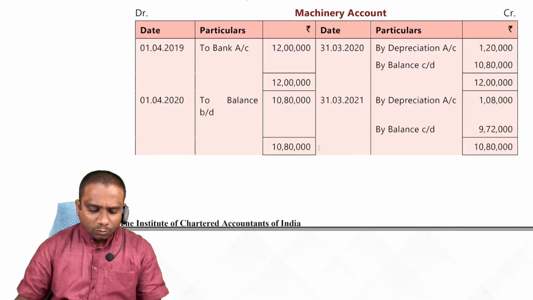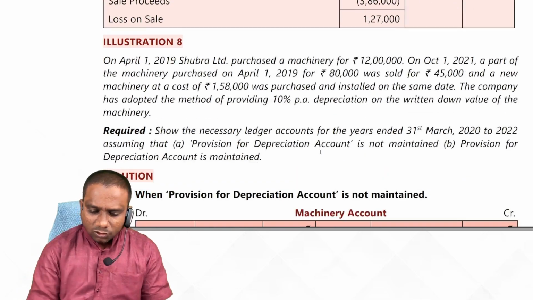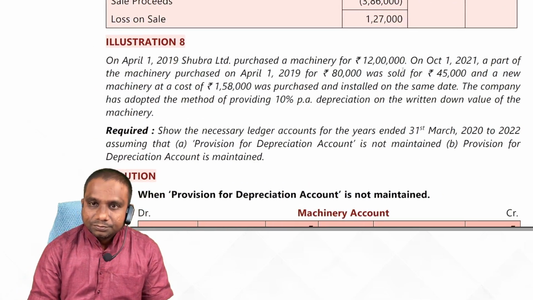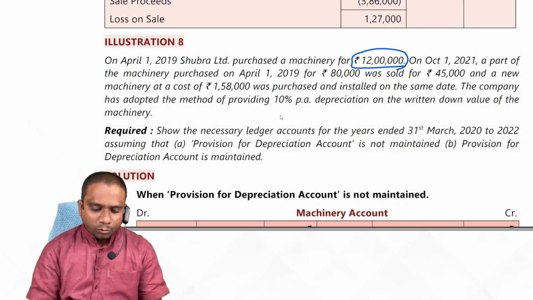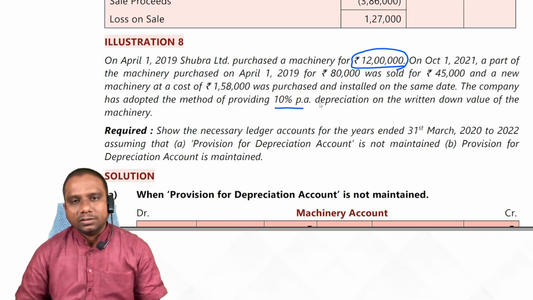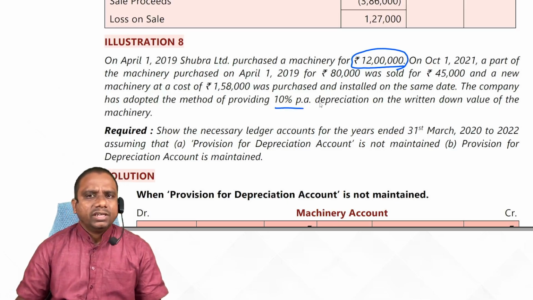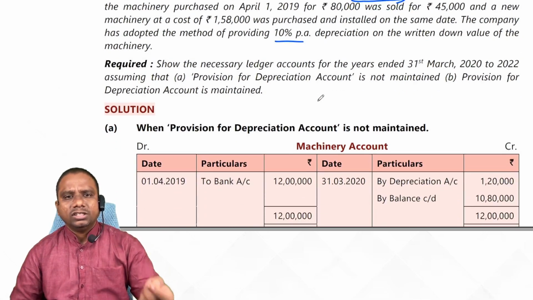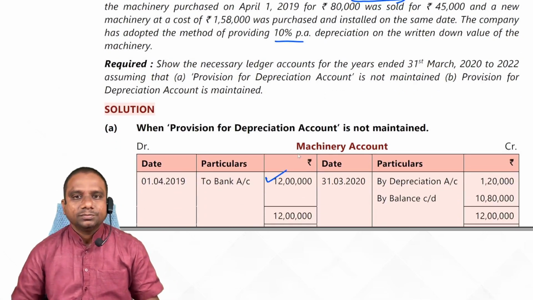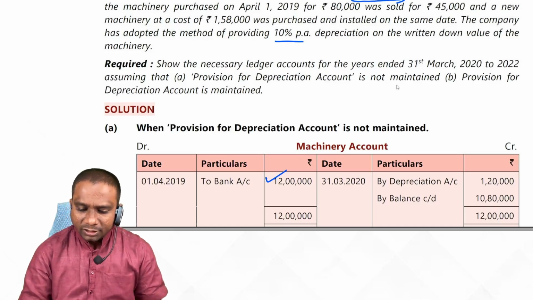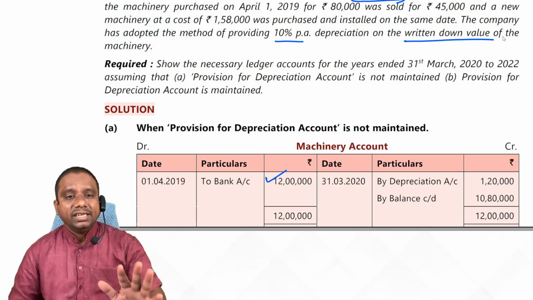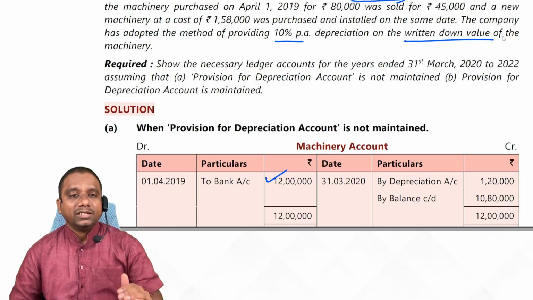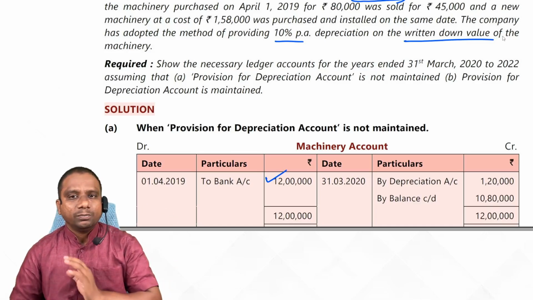Look at this problem. They said it is a cost of asset, 12 lakhs. We provided depreciation at 10% per annum. Normally, what is the entry we record at the time of purchase? Asset account debit to bank account, 12 lakhs. Which method are they following? WDV method. For depreciation, normally what is the entry? Depreciation account debit to machinery.